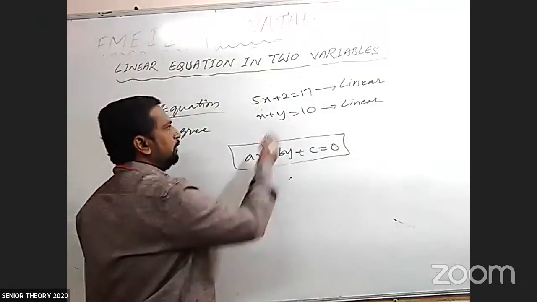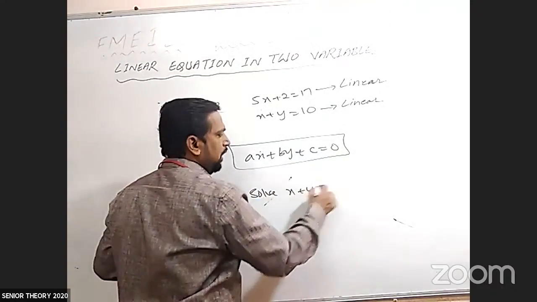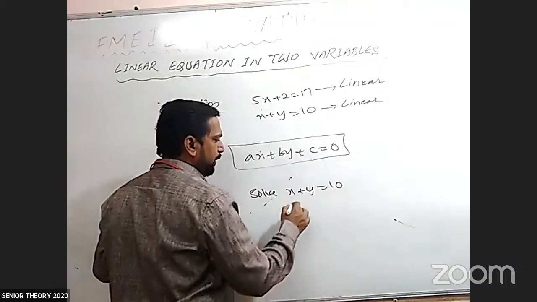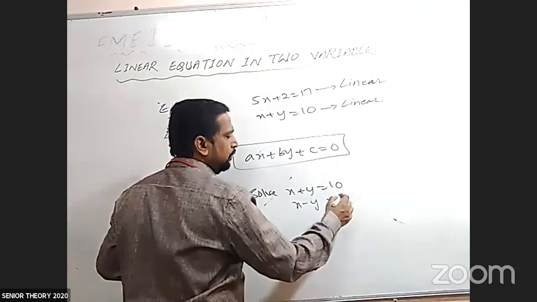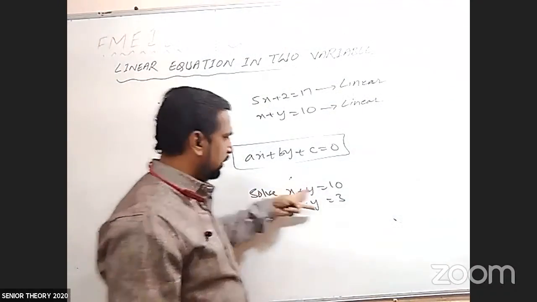We write two linear equations. For example, solve x plus y equal to 10 and one more, x minus y equal to 3 or 4, whatever may be there. So here two different equations are there.